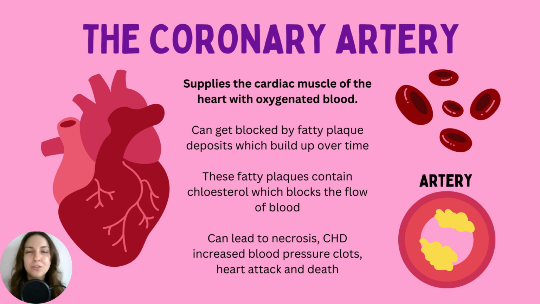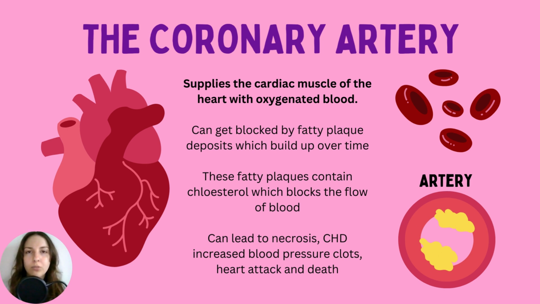The coronary arteries. First of all, if you haven't seen my previous video about the heart, it's definitely worth watching just to help you out. But just as a recap, the coronary arteries supply oxygenated blood to the heart. And this is vital because oxygen is needed for respiration, especially aerobic respiration. It's the most efficient version of respiration. It breaks down glucose with oxygen and releases the most energy per glucose molecule.